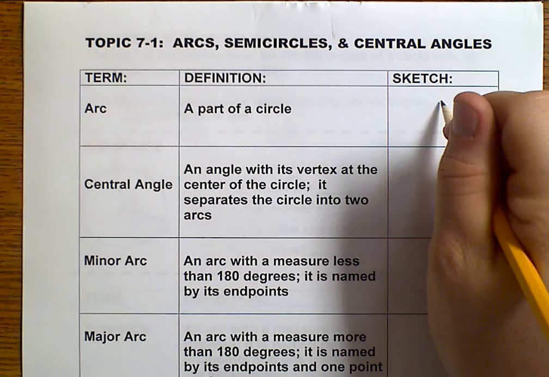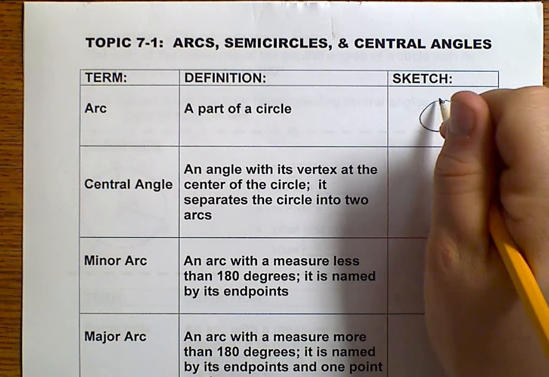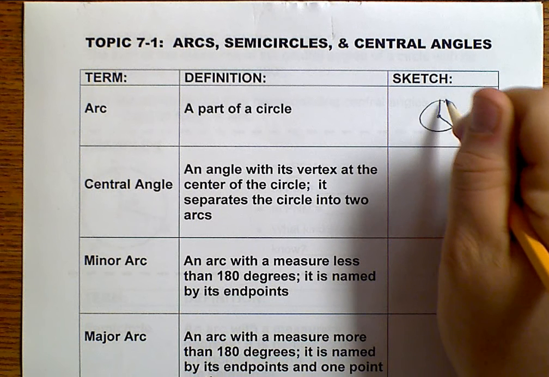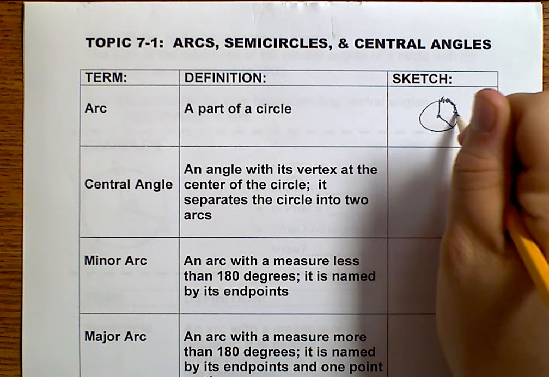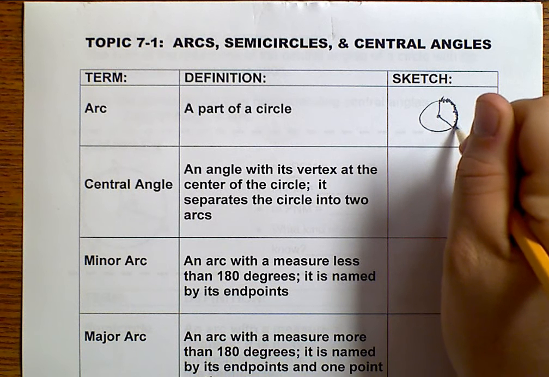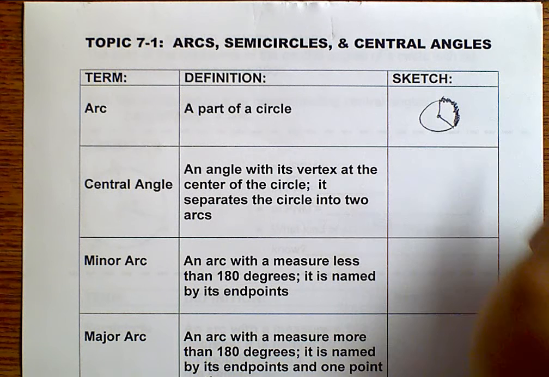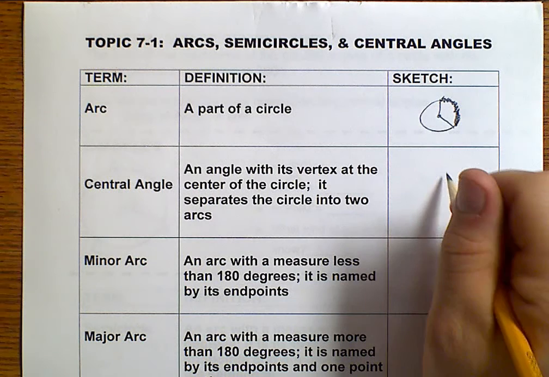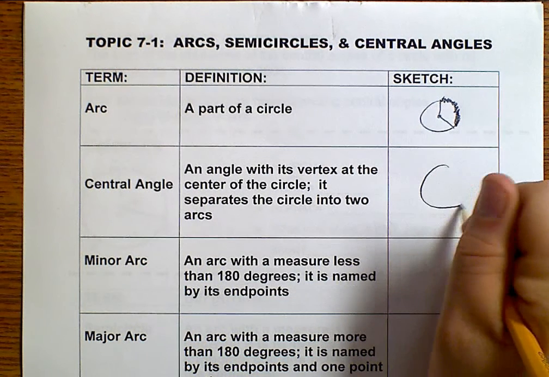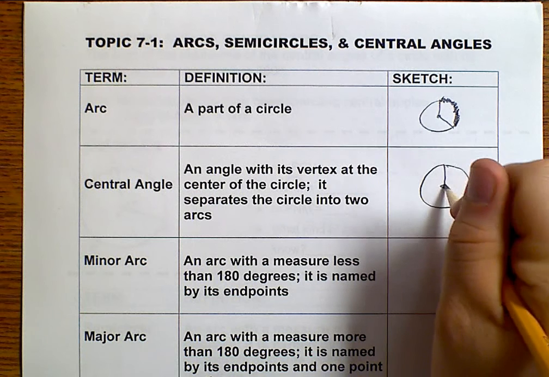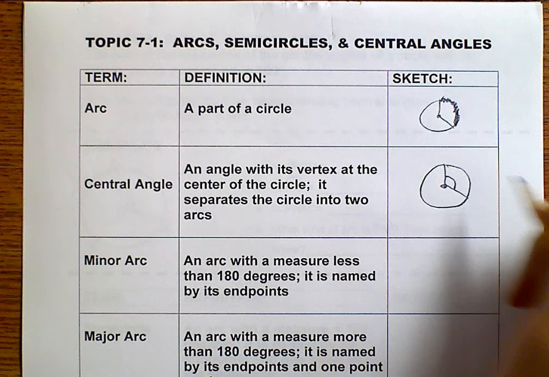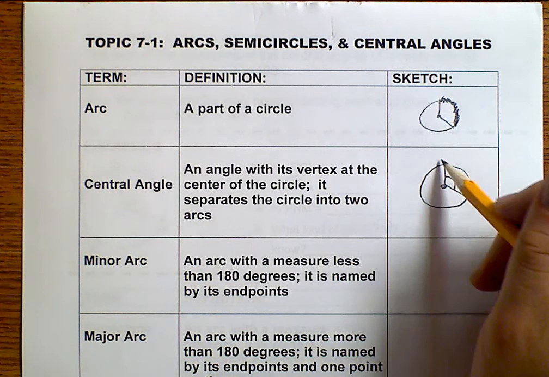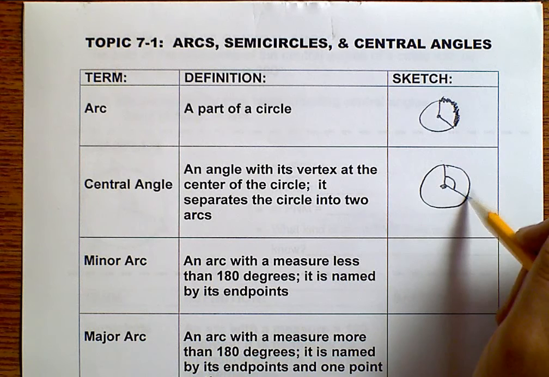An arc is a part of a circle. And this part that I'm shading in a little bit darker, that is an arc. It's part of the outside of a circle. Now, to make an arc, we generally need what's considered to be a central angle. It's an angle with its vertex at the center of the circle and separates it into two arcs, which are the minor arc and the major arc.